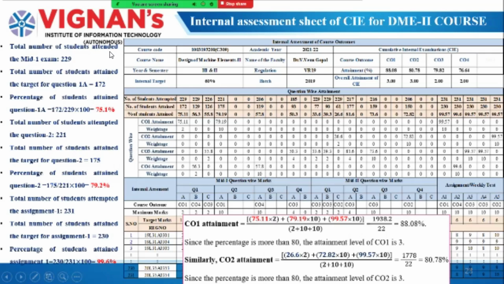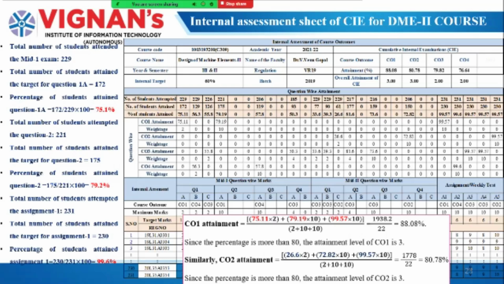The second question is this one. Out of 221, 175 students attained. That means the percentage is 79.2. So the weightage is 79.19 into 10. After that, in the assignment also we have CO1. Here, out of 231, 230 attained. So 230 by 231 is 99.6%. The weightage is 10, divided by the total weightage. So 2 plus 10 plus 10, that gives 88.08%.